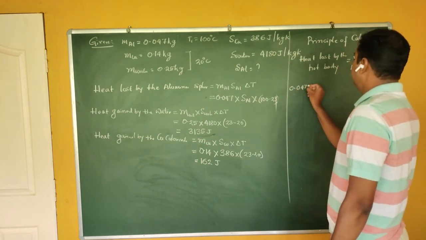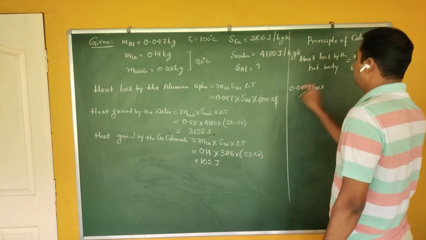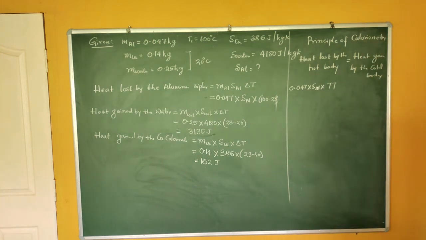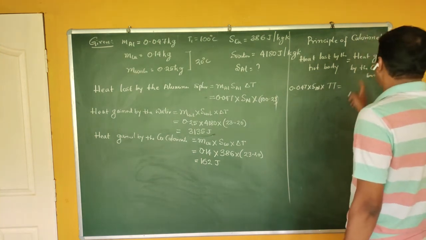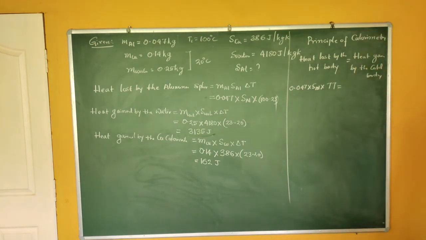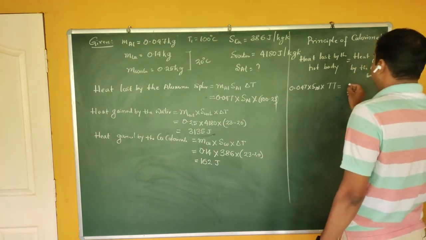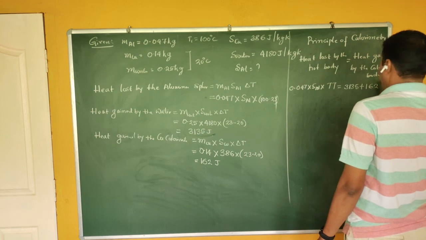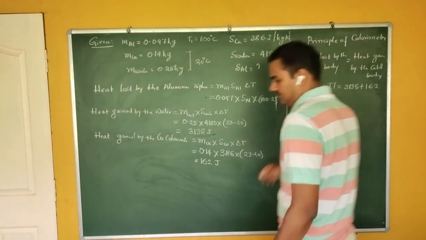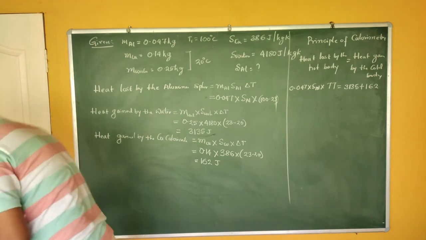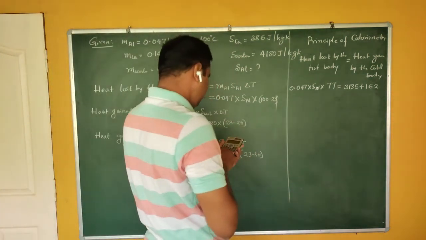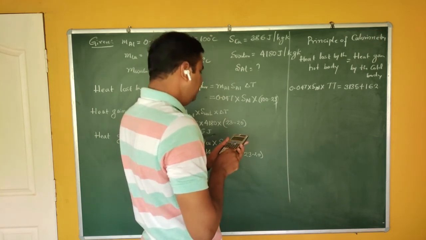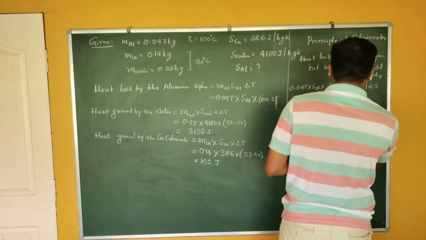Therefore, it is 0.047 into specific heat of aluminium into 100 minus 23, something around 77. That should be equal to the heat gained by the cold bodies. Who are the cold bodies here? Water as well as the calorimeter. Therefore, it is 3135 plus 162, which is something around 3297.